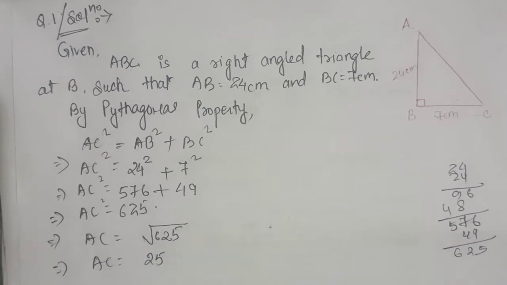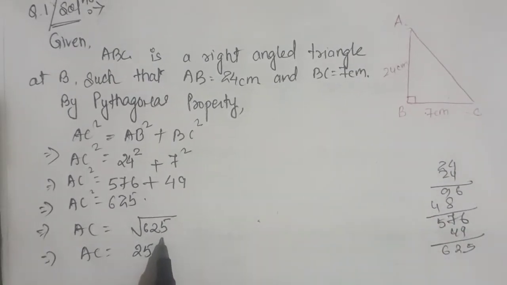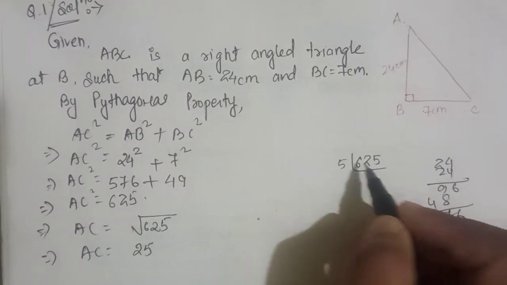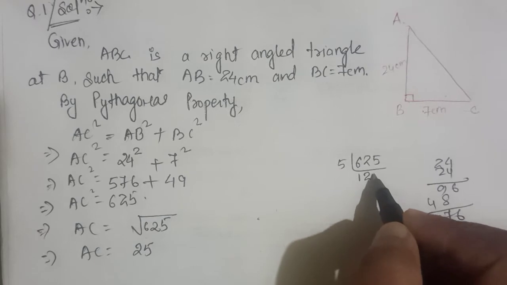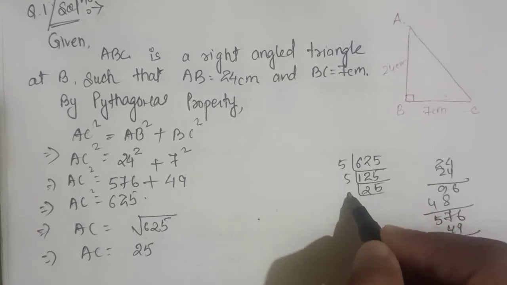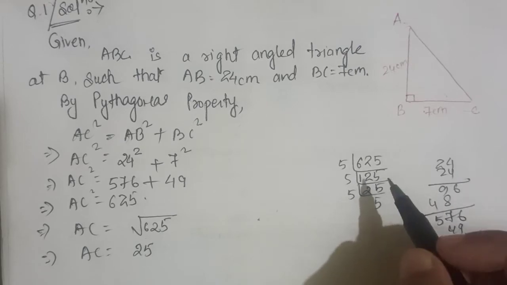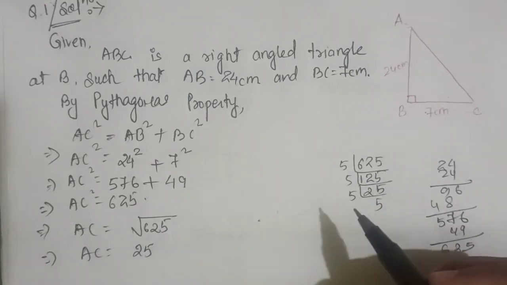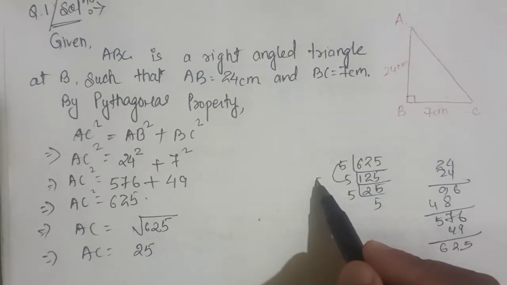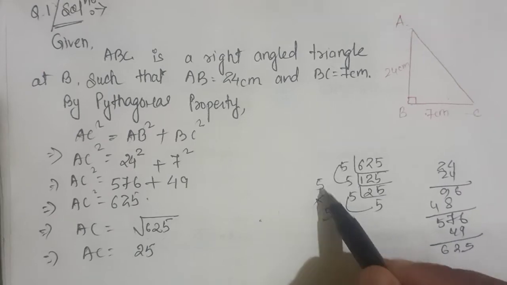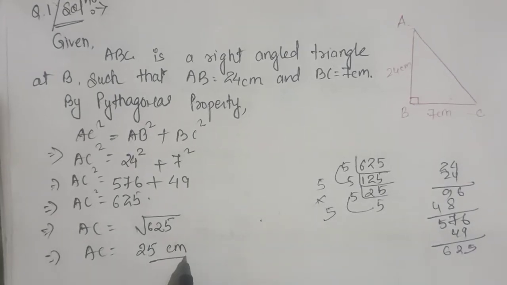Let me show once. See here we have under root 625. So let us find the factors of 625. 5 1 ja 5, 5 2 ja 10, 5 5 ja 25. Now we have to make pairs, because square means a pair of any two same numbers. So from the two 5s we will take only one 5, and from the other two 5s we will take one 5. Now multiply both these numbers. 5 5 ja 25. So here we got AC equal 25 cm.